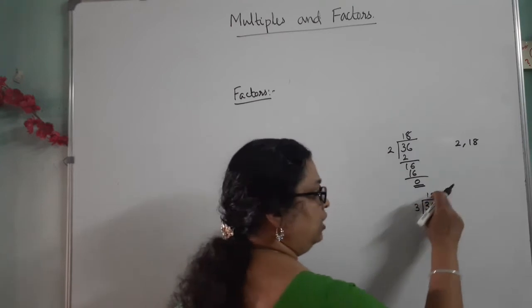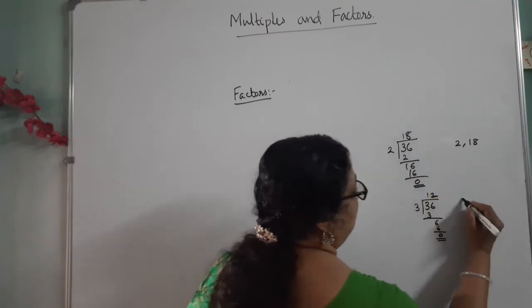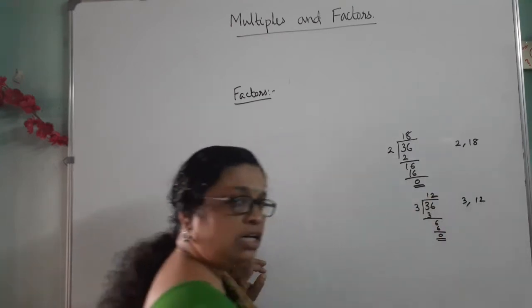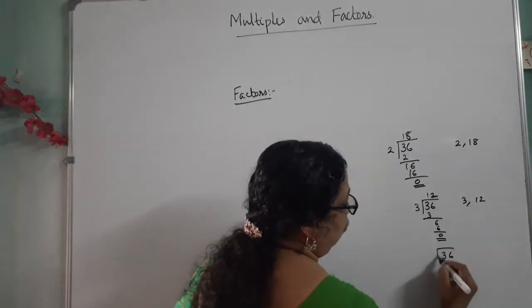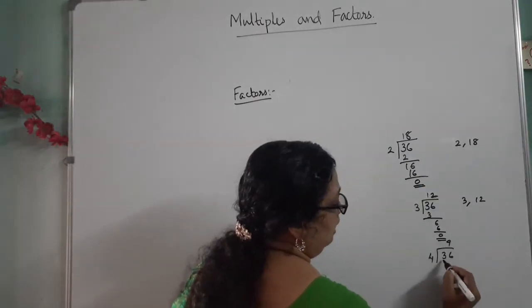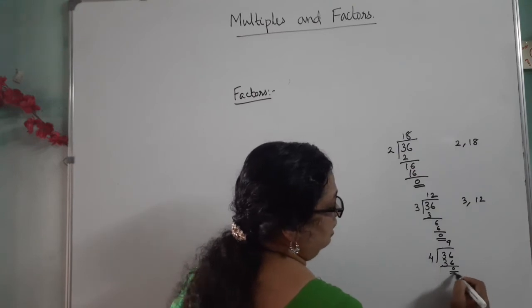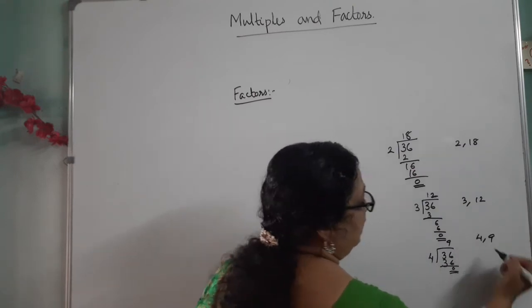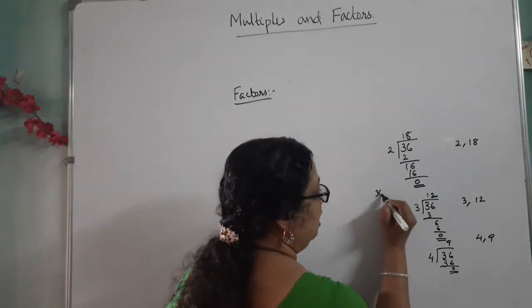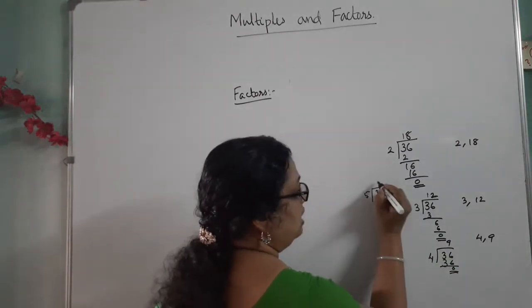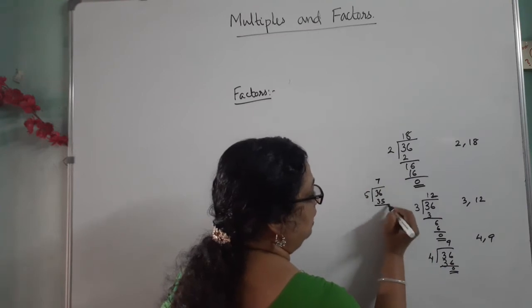So 3 and 12, divisor and quotient, 3 and 12 are also the factors of 36. Then 36 divided by 4, we know that 9 4s are 36, the remainder is 0. That is, 4 and 9 are also the factors. Then 36 divided by 5, we know that 7 5s are 35 and the remainder is 1.